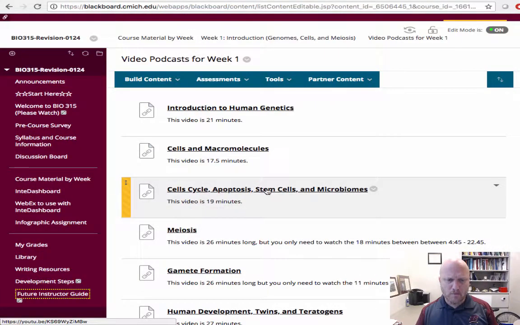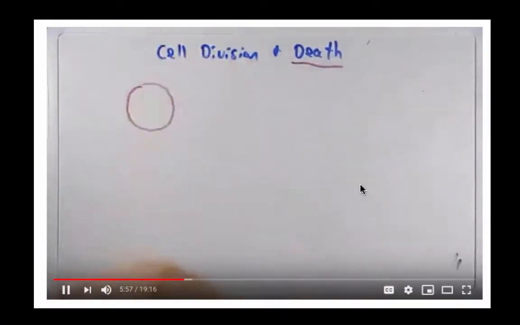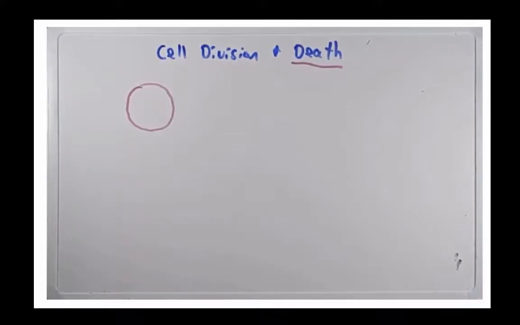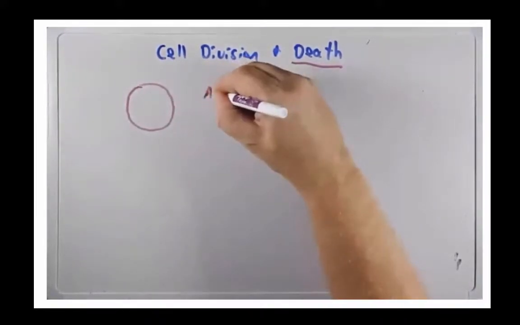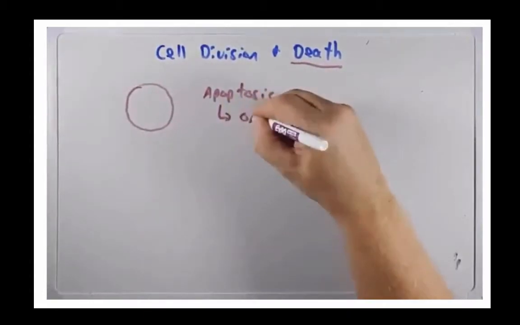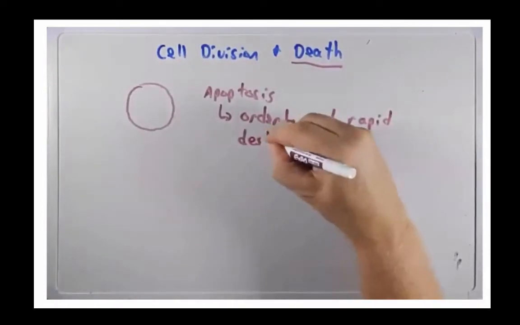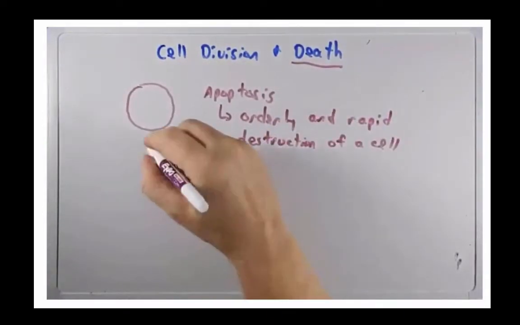Next, let's look at the podcasts. And let's go ahead and pull up the cell cycle, apoptosis, and stem cells, since that's the study guide we looked at. Now, what I recommend as you're watching the podcasts is to have a piece of paper out and draw what I draw, take notes on what I write, and also take notes on the things I say that I don't necessarily write. By taking very thorough notes of the video podcasts, you'll be well prepared for that week's material.